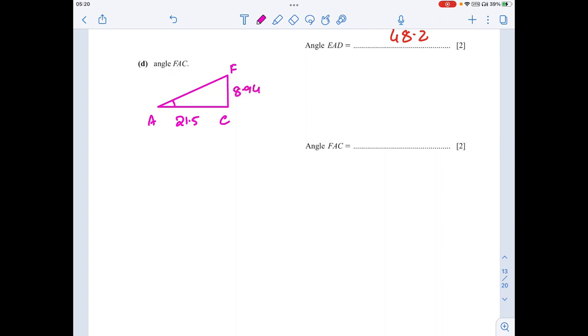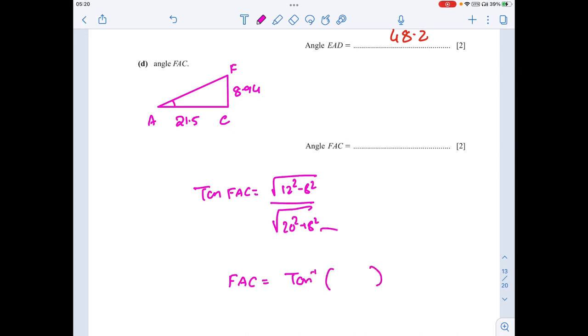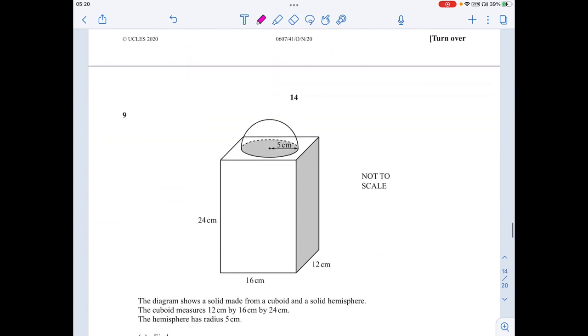8.94. Then I'll be using tan. Tan FAC equals 8.94. So we should be using the full calculator display rather than the three significant figures. So square root of 12 square minus 8 square divided by square root of 20 square plus 8 square. So FAC equals tan inverse of this entire thing. When I do it by calculator, I should be getting 22.5. So you should take the full calculator display.